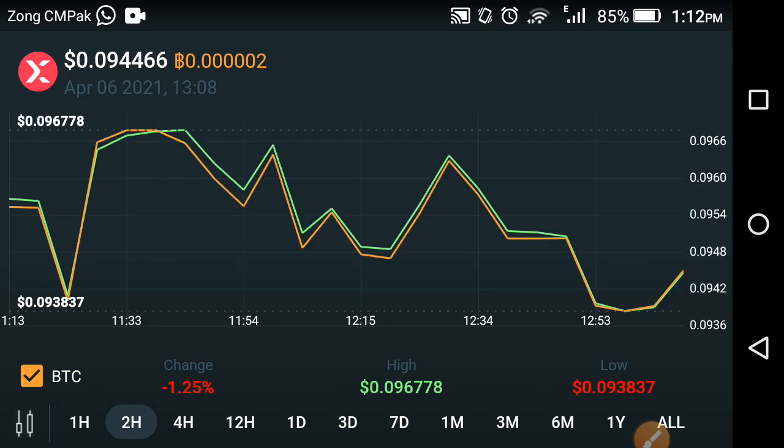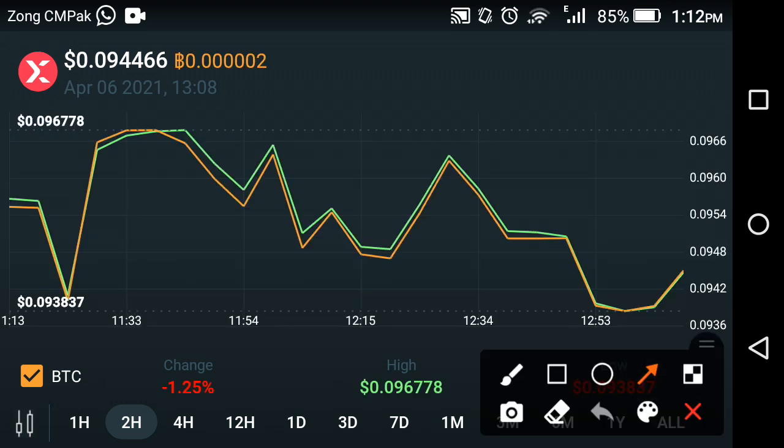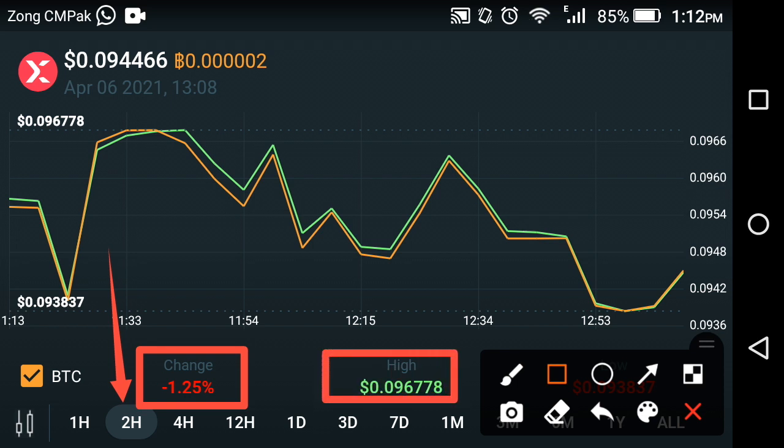As you can see now on the screen, that is a live price prediction of StormX of the previous last 2 hours. If we look at the changes of StormX, about negative 1.25% change occurred in the previous last 2 hours. Absolutely bad change occurred in StormX, and the high price of StormX is about $0.096778 in the previous last 2 hours.